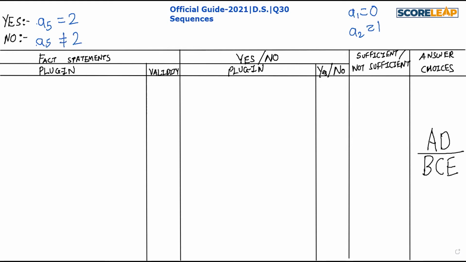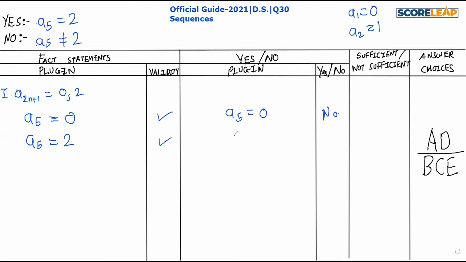Now quickly let us jump to the statements. Statement 1 says that each odd number term is either 0 or 2. So the fifth term is an odd number term. If the fifth term is 0, then the validity check is done: A5 is equal to 0, so we got a no, the fifth term is not 2. But the fifth term can be 2 also, so the validity check is done. A5 is equal to 2 over here. We got a yes. The fifth term is 2.